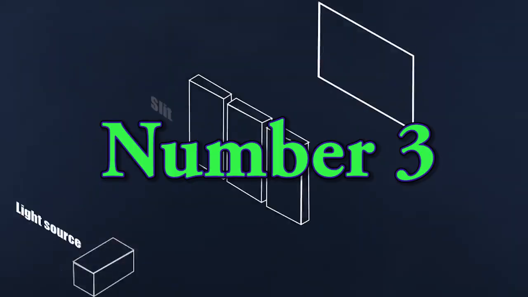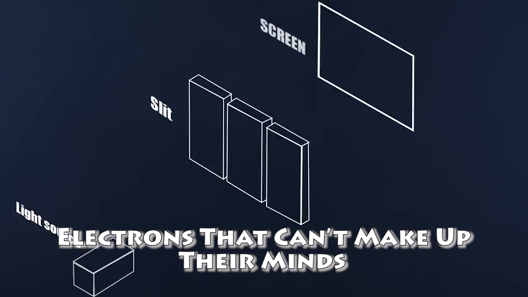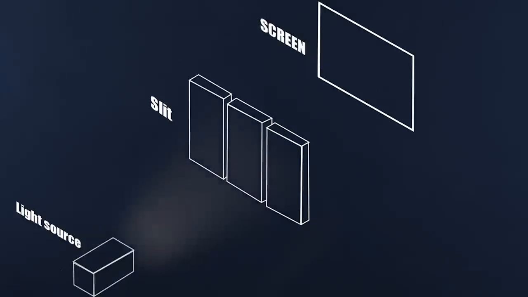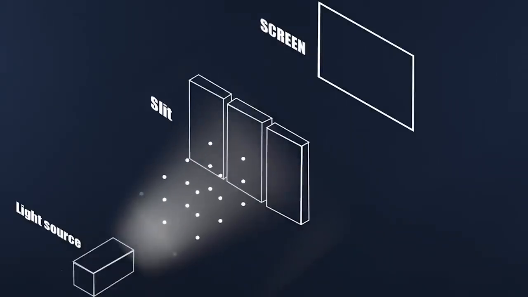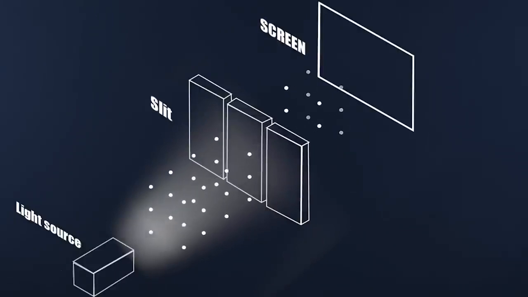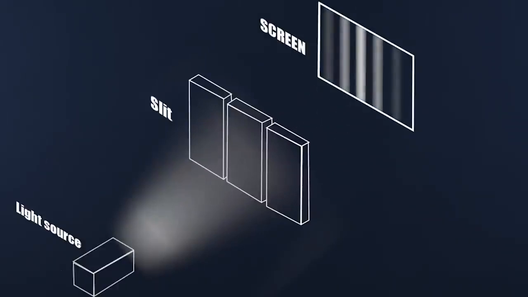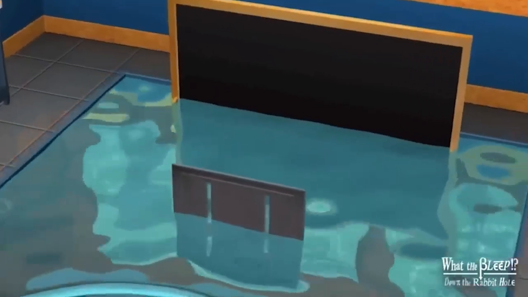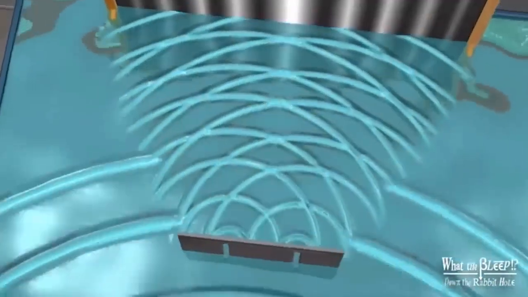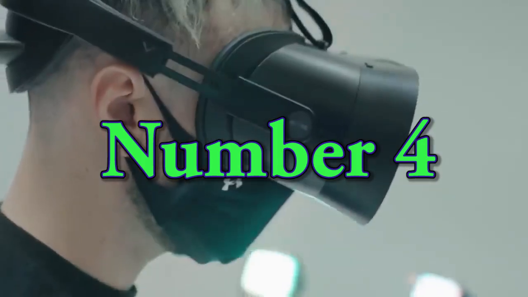Number 3. Electrons that can't make up their minds. In physics' famous double-slit experiment, electrons are fired at a photosensitive screen through slits in a copper plate, usually producing an interference pattern that indicates wave-like behavior. But when the same experiment is conducted under observation, electrons behave like particles, not waves, and there's no interference pattern. Some have taken this to mean our simulation is conserving its resources and rendering certain things only when it knows we're looking at them.